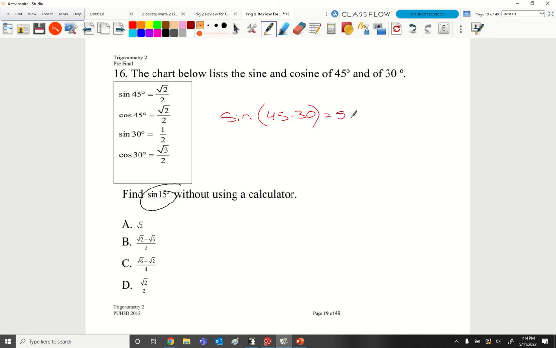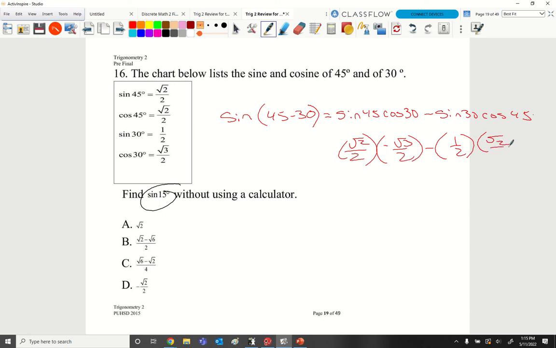Okay, so sine 45 cosine of 30 minus sine of 30 cosine of 45. So that's going to be root 2 over 2 times negative root 3 over 2 minus 1/2 times root 2 over 2. So negative root 6 minus root 2, all over 4.